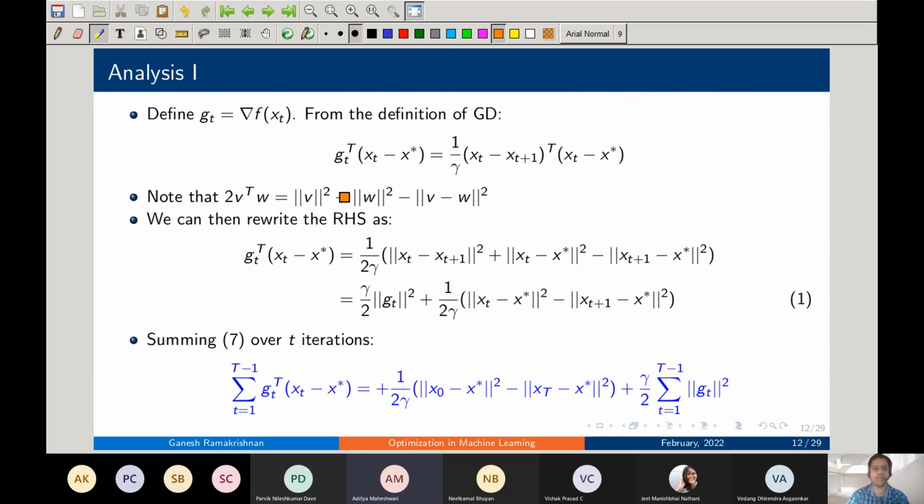Okay, so let's move on to the next slide. So we are summing over all iterations. We have the second expression: gamma by 2 sum of norm gt squares. The left hand side is what we had in the previous expression. So the next step we are saying, can this be upper bounded based on Lipschitz smoothness, Lipschitz continuity? Yes, continuity.